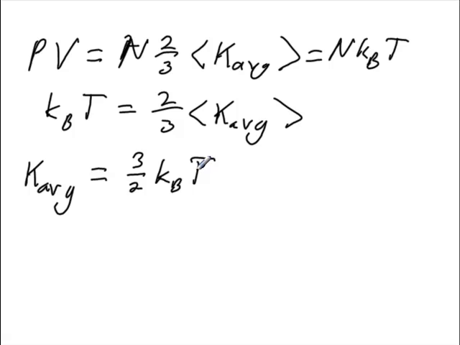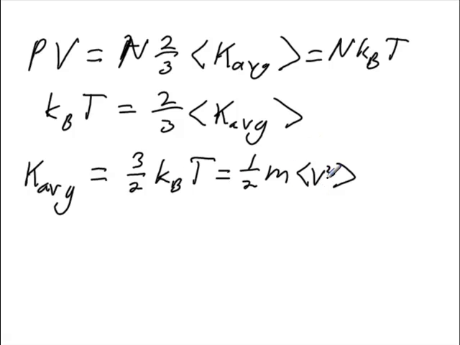So for example, in air, which is 80% nitrogen and 20% oxygen, this works out both for the average kinetic energy of the nitrogen and the average translational kinetic energy of the oxygen. Now we can also take this and remember that the average translational kinetic energy is just 1/2 m times the average of the velocity squared.